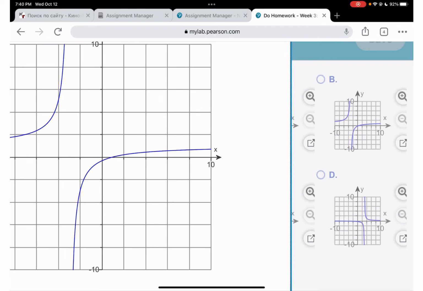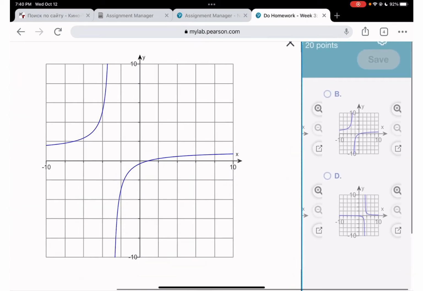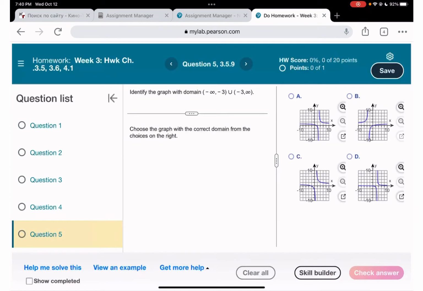Yes, 1, 2, 4. So every cell is measured as 2. So 2 and 4, in the middle, will be 3. Okay, looks like it's this one. Negative 3.